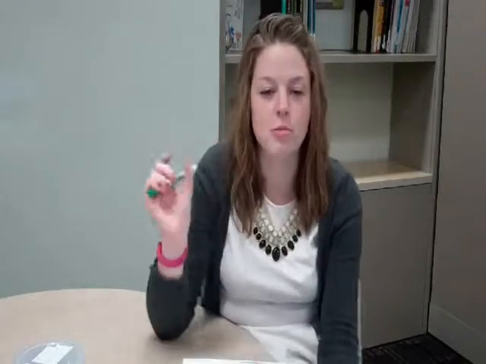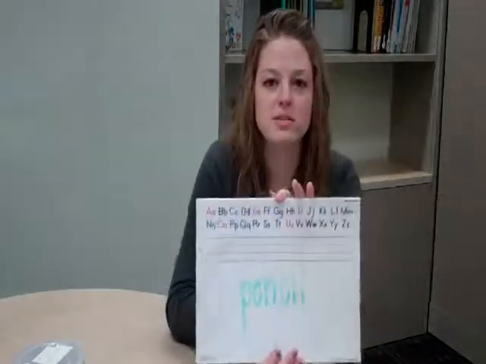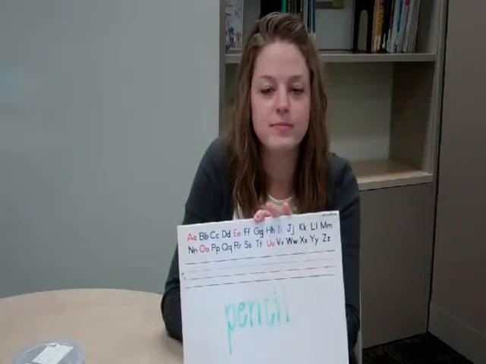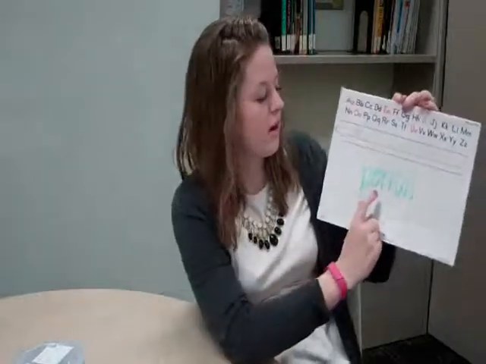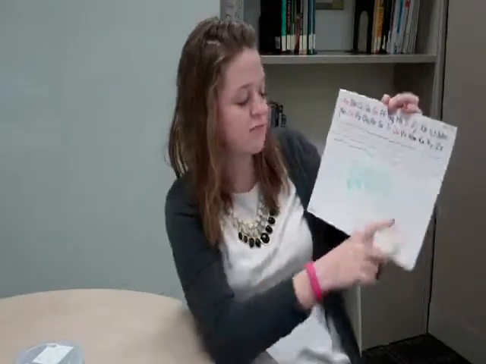The last activity I will demonstrate is called jumping syllables. This is when the students will identify the syllables within a word, and they will move one of the word parts to a different part of the word. For this, I will use the word pencil. Pencil has two syllables. There are two vowels.